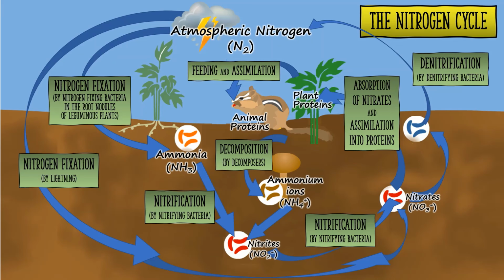So there are four types of bacteria that you need to know about. These nitrogen-fixing bacteria in the root nodules of plants, the nitrifying bacteria that convert ammonia to nitrites and nitrites to nitrates, the denitrifying bacteria that convert compounds of nitrogen such as nitrates back to atmospheric nitrogen, and the last one, the decomposers, which we've already talked about in food webs and food chains, decomposers that convert plant and animal proteins and urea back to ammonia. So that is the nitrogen cycle.